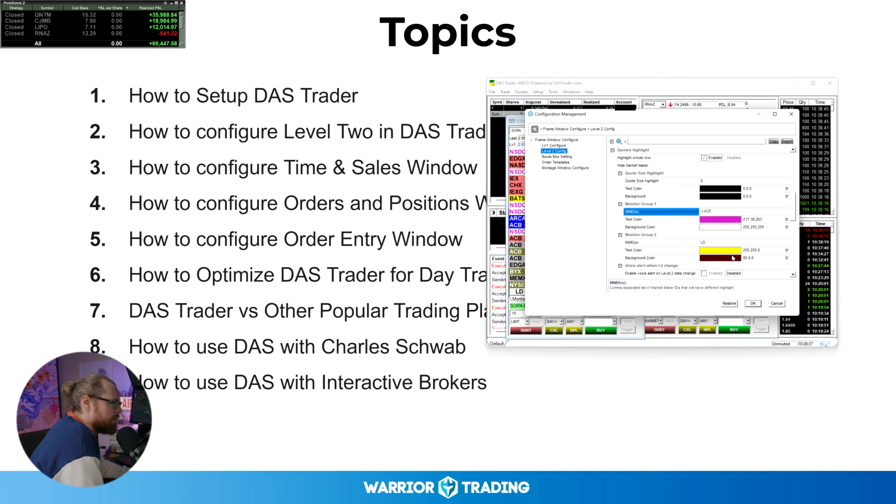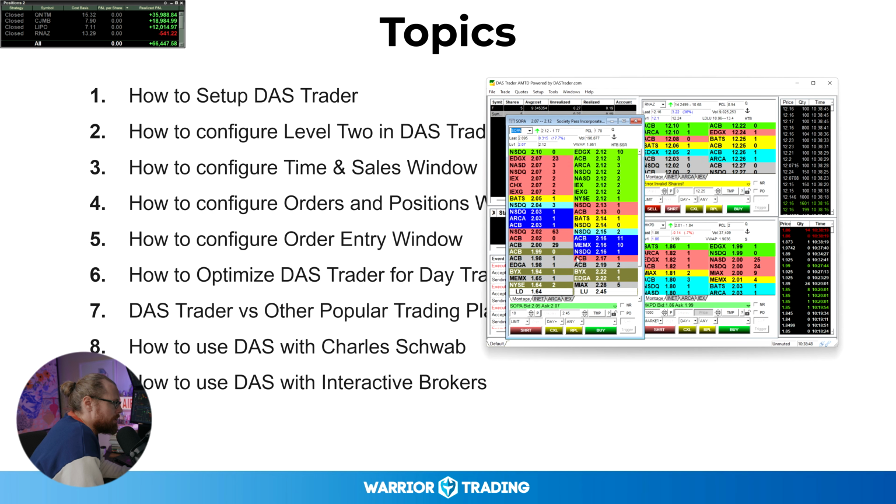LULD is what it is for Lightspeed, but that doesn't seem to work here. So you can see the halt levels. That's another one of the things that we like about DAS Trader: on the level 2, you can see the limit down and the limit up prices. There's a couple different ways you can see it.